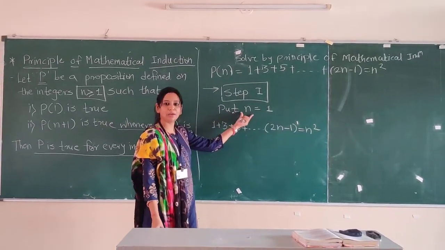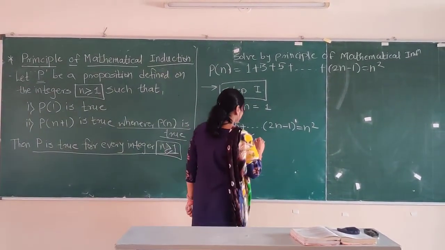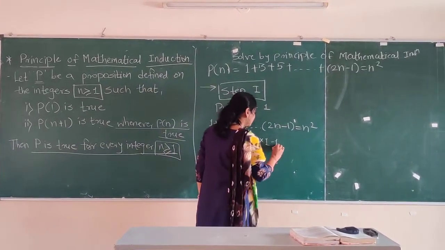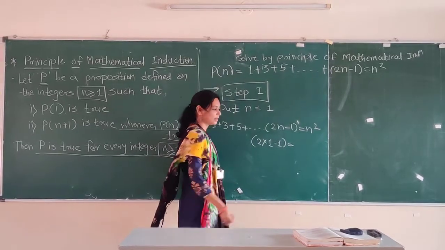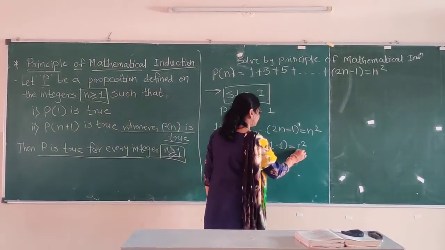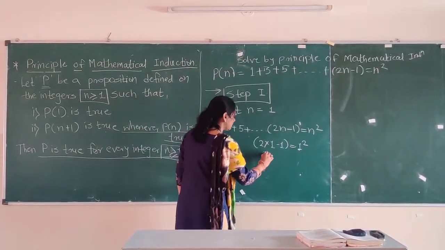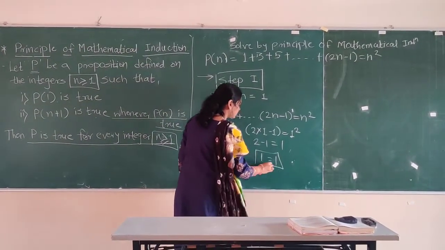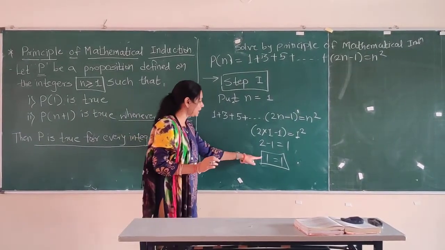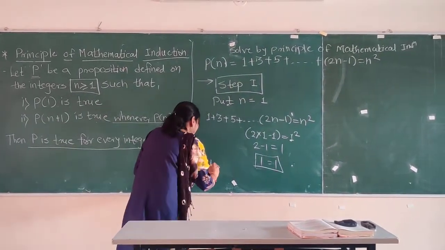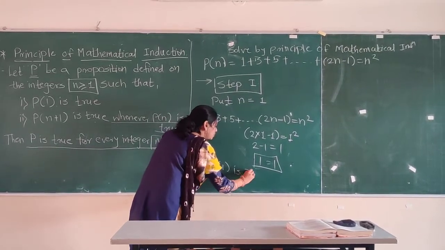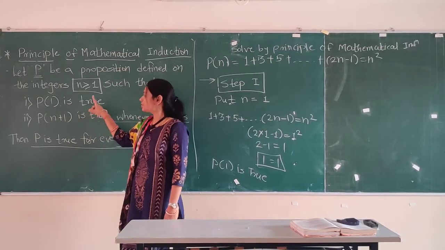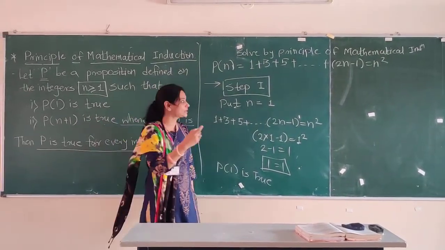Now we will put the value n is equal to 1. So 2 into 1 minus 1 is equal to n square, that is 1 square. So 2 minus 1 is equal to 1, that is 1 is equal to 1. Now as LHS is equal to RHS, P of 1 is true. That means step 1 is true. As step 1 is true, we will go for step 2.